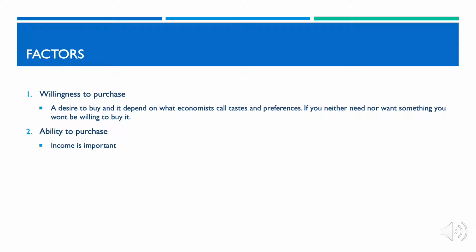There are some factors that affect demand. One is the willingness to purchase, a desire to buy, which depends on what economists call tastes and preferences. If you neither need nor want something, you won't be willing to buy it. And lastly, there is the ability to purchase. Income is important. These factors matter both for demand by an individual and demand by the market as a whole.